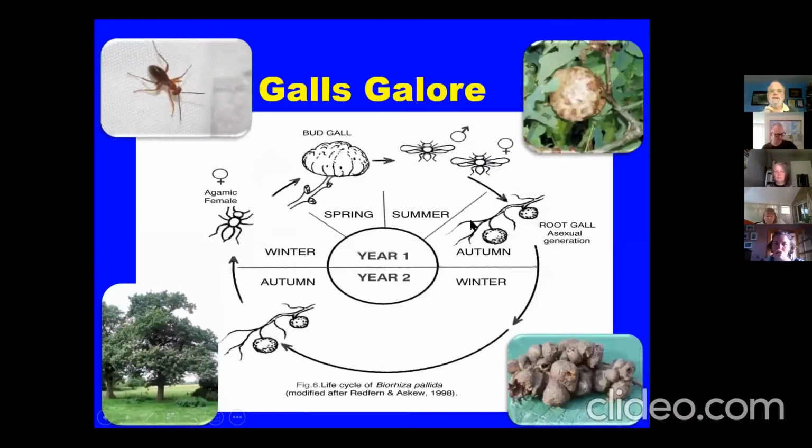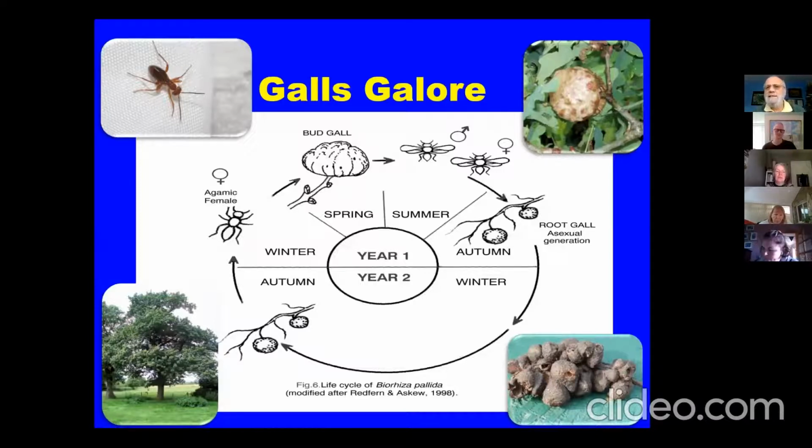Very briefly, there are some complicated life cycles amongst gall causers, especially aphids, because of course aphids have very complicated life cycles, as you know. But this is the common, and it's been a good year for it this year, oak apple, Biorhiza pallida, which is a gall wasp, top left, a wingless agamic female.